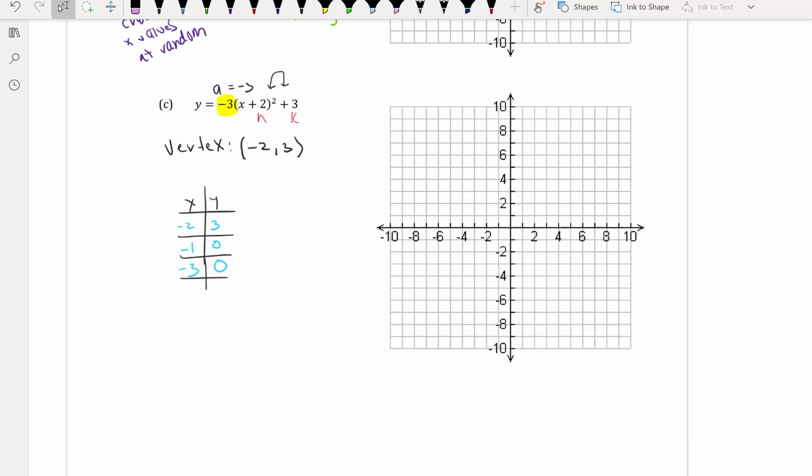So now I can graph these points. So I have my vertex at negative 2, positive 3, which is here. And I have my ordered pairs at negative 1, 0, and negative 3, 0. So my graph, more or less, looks something like this. So as long as you get the vertex and 2 other ordered pairs, you guys are going to be fine.